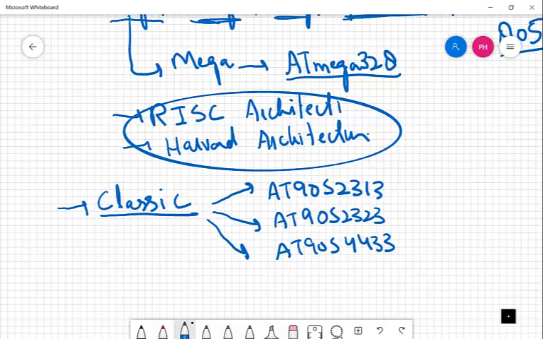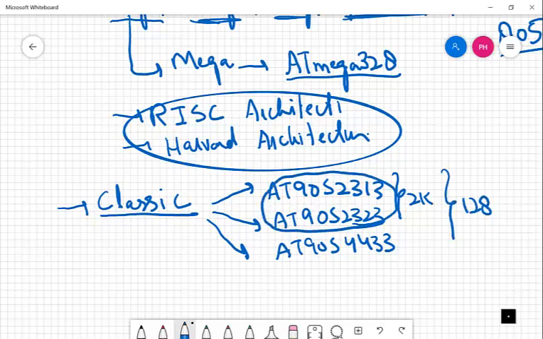So these were the original microcontrollers of the AVR family, and they had very less computing facilities. Like these two had only 2 kilobytes of ROM and only 128 bytes of RAM. In fact, in these two there was no ADC. Number of input-output pins was very less.